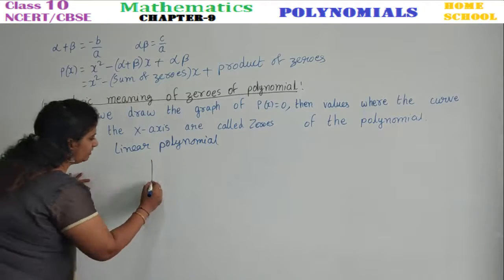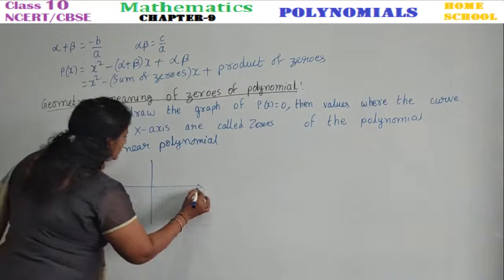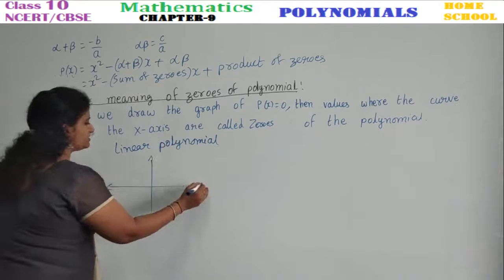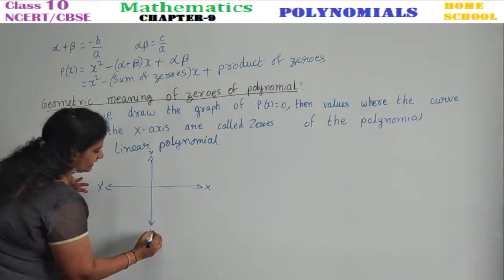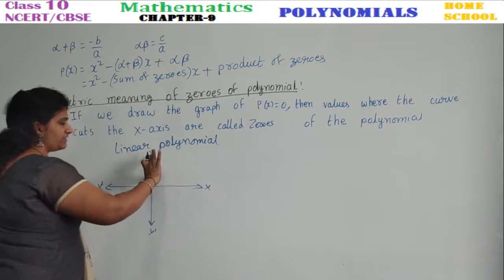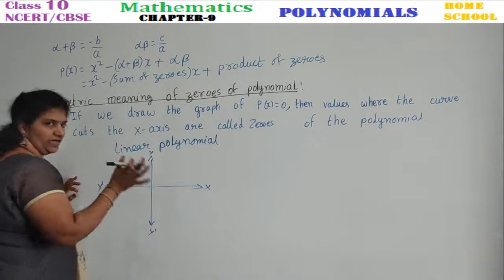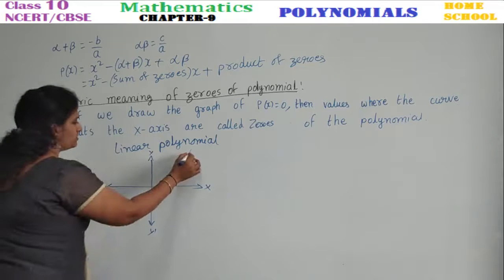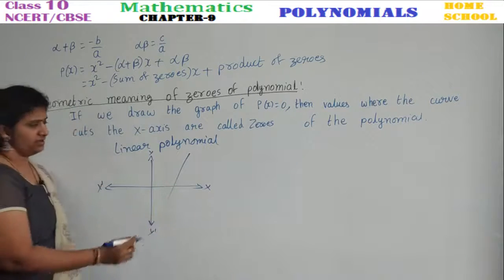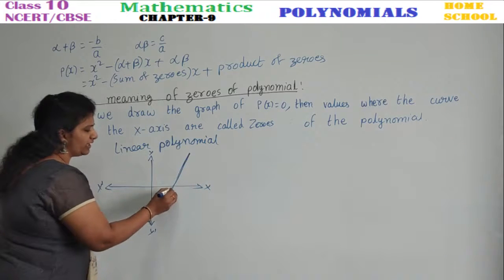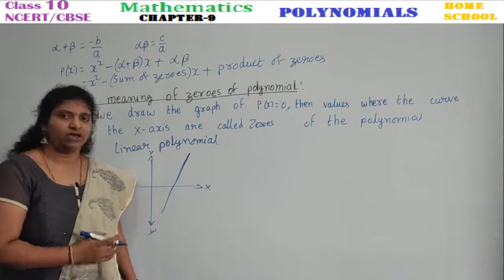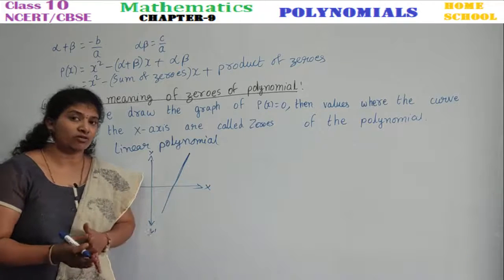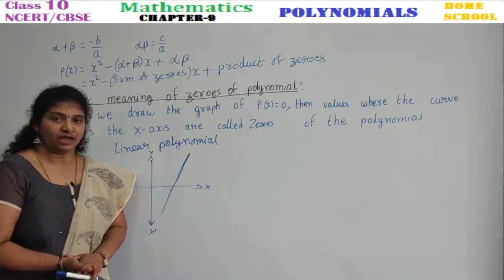You can see here, I am going to draw a scale. This is the x-axis, this is x dash, y, y dash. This will be positive, this will be positive, negative, negative, right? Suppose your line is like this, a linear polynomial. In a pair of linear equations, we have solved this type of graphs. How will they be? They will be in the form of straight lines, right?